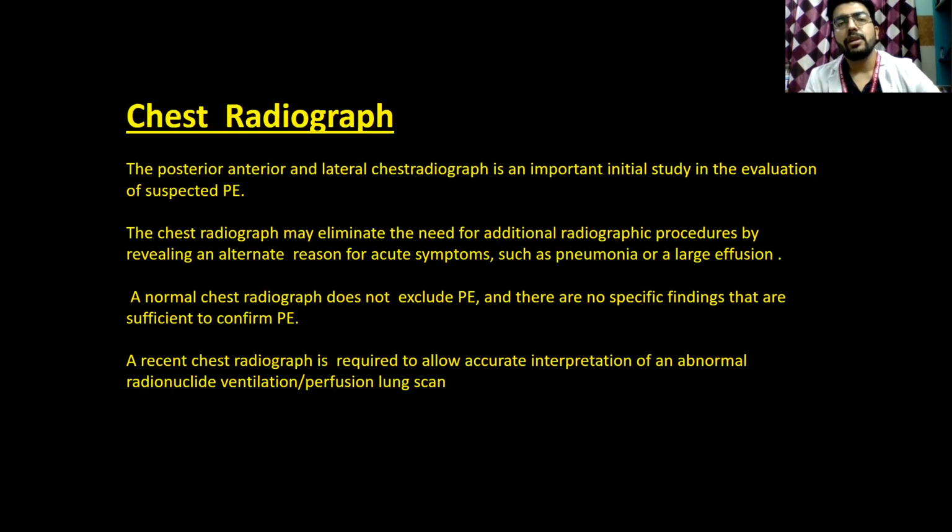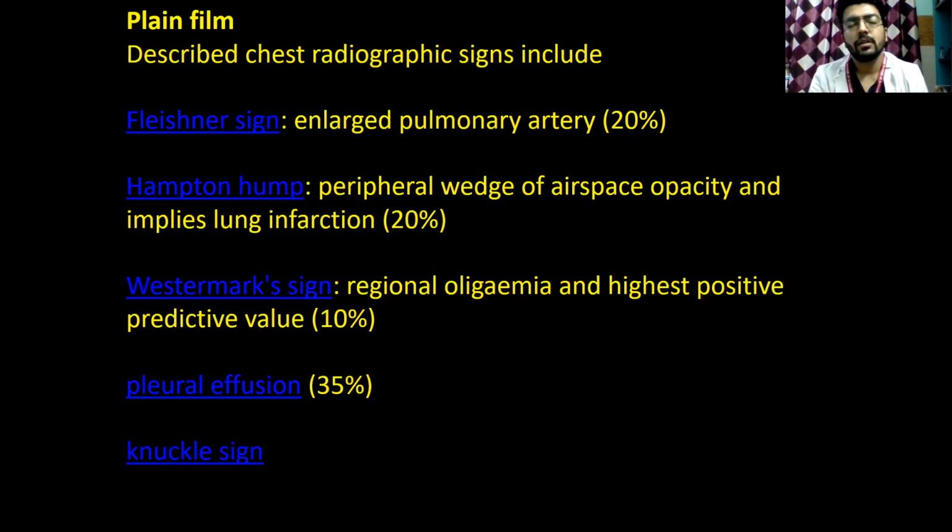Chest radiography, the posterior-anterior and lateral chest radiograph, is an important initial study in the evaluation of suspected pulmonary embolism. Chest radiograph may eliminate the need for additional radiographic procedures by revealing an alternate reason for acute symptoms such as pneumonia or large effusion. A normal chest radiograph does not exclude PE, and there are no specific findings that are sufficient to confirm PE. A recent chest radiograph is required to allow accurate interpretation of an abnormal radionuclide ventilation perfusion scan.